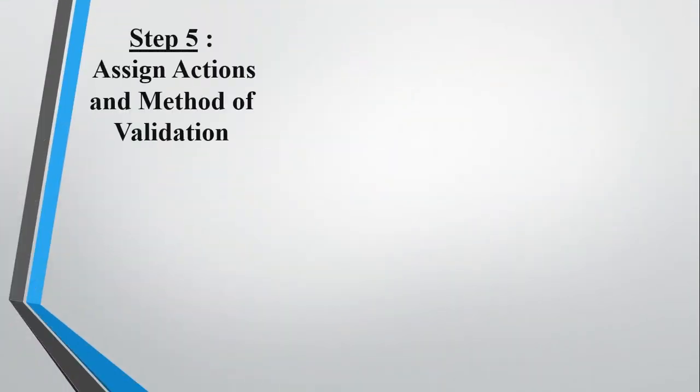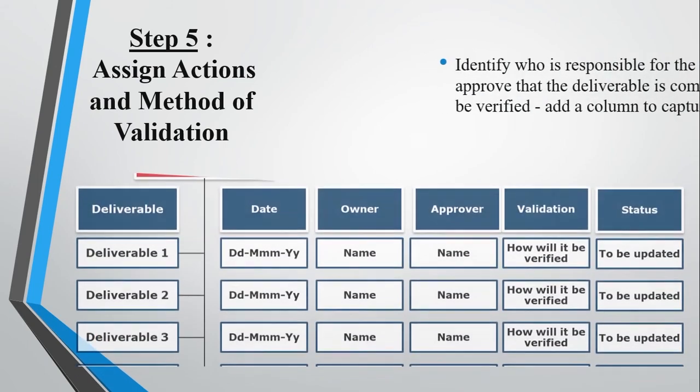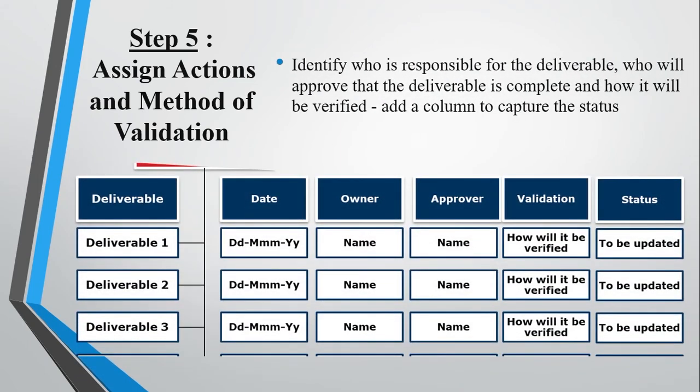Step 5. So we assign actions and methods of validation. If we go from left to right, we talk about the deliverables and we talk about the gates themselves. We talk about the dates associated with delivering those deliverables and going through the gate process. We talk about the owner, and as we go through the whole validation process, we talk about who the approver is.